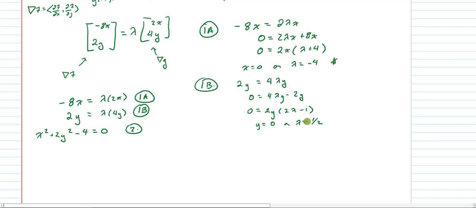I want to point out that in this case, and this is not always true, if you were to plug lambda equals negative 4 into equation 1b, so we learned from equation 1a that if lambda is negative 4, that would satisfy the first equation. If you plug that information into 1b, you wouldn't get any new information. You would still find that y is equal to 0.